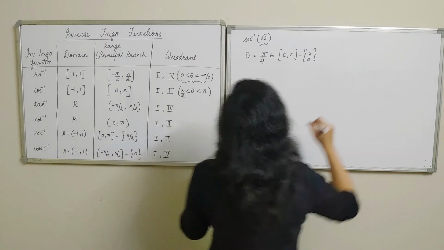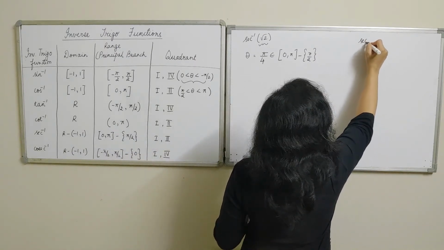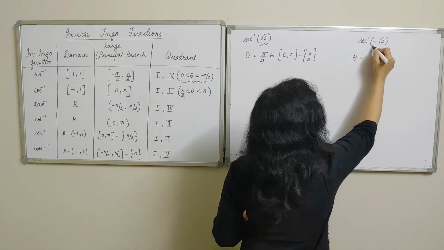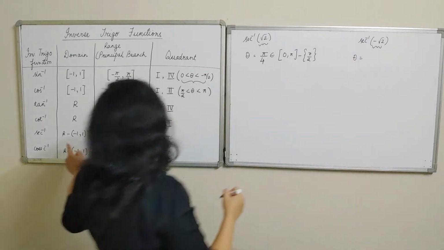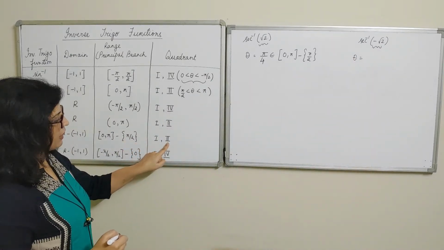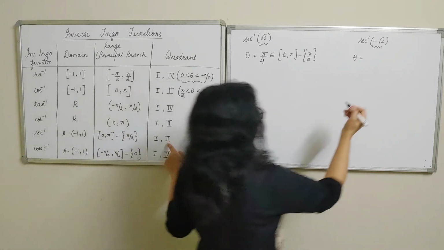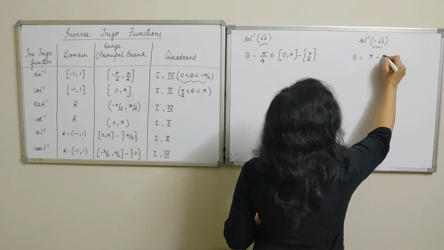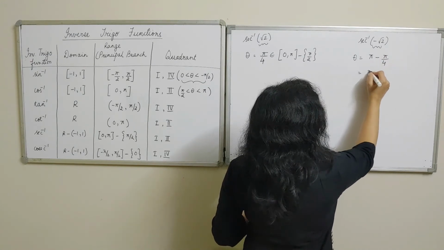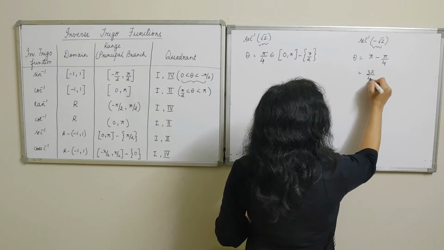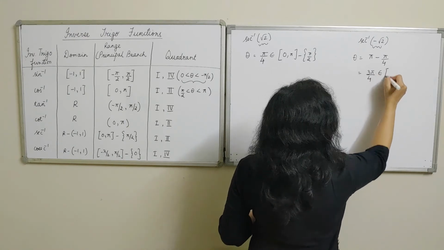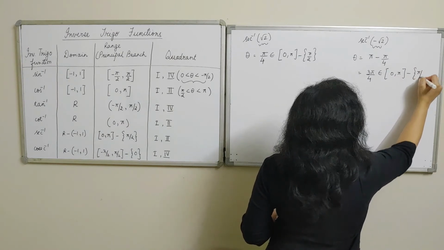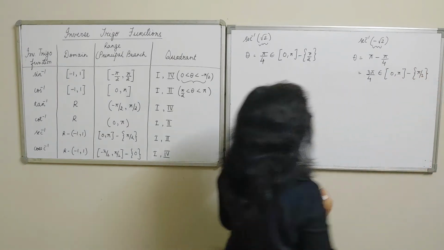Alright, next let us find the value of sec inverse minus root 2. Now here, since this value is negative, for the sec inverse function the negative value will lie in the second quadrant, and in the second quadrant it is always pi minus the acute angle pi by 4. So this is 3 pi by 4, 135 degrees, which belongs to the principal branch of the sec inverse function.